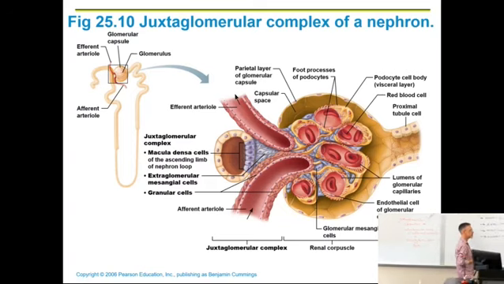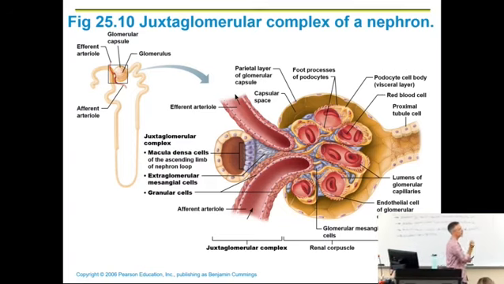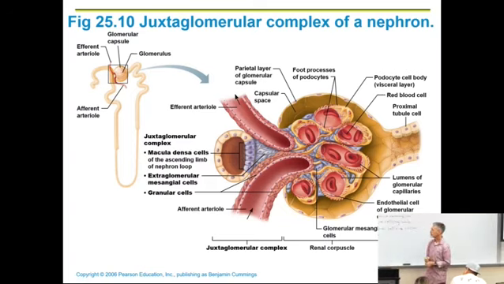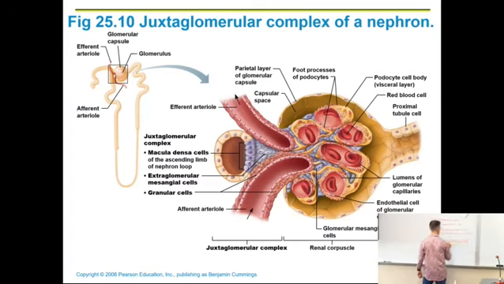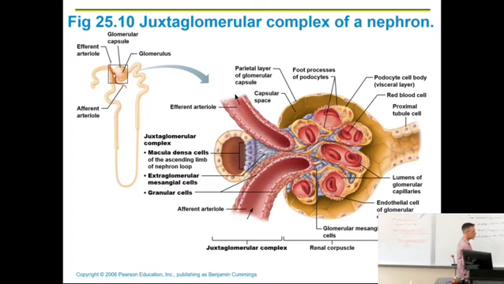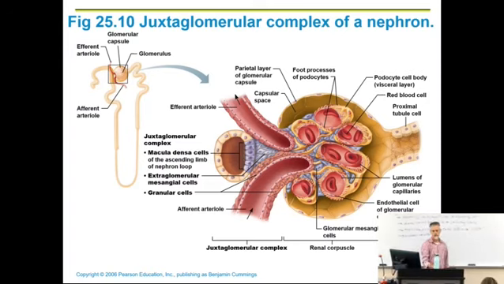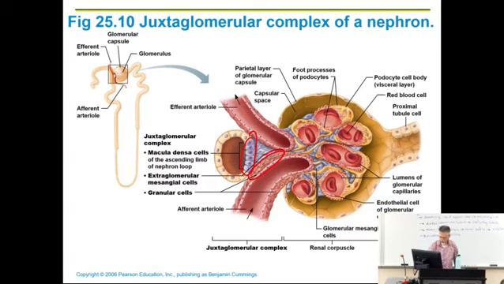It's kind of right at the junction of the distal convoluted tubule and the ascending limb of the loop of Henle. So we have specialized cells in both cases, macula densa cells and juxtaglomerular cells. Those cells together make up our juxtaglomerular apparatus or juxtaglomerular complex. So we can see them here and here. So together, those things are making up our juxtaglomerular complex or juxtaglomerular apparatus.